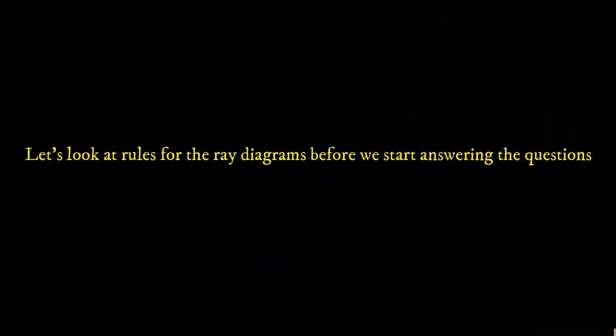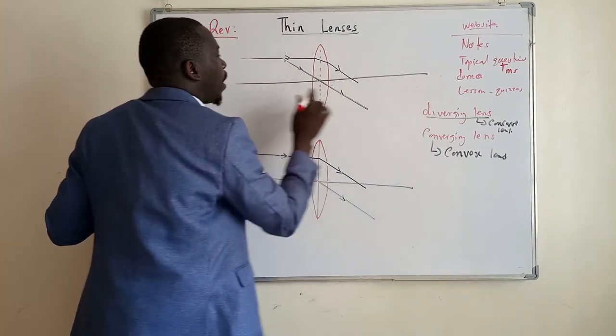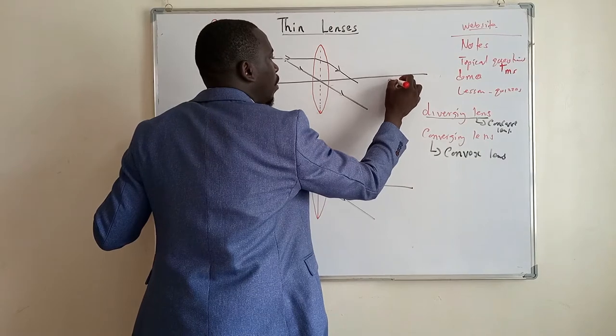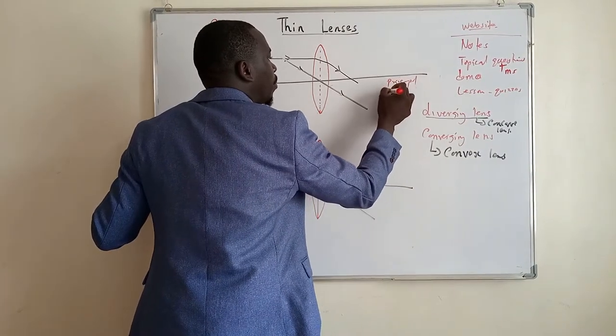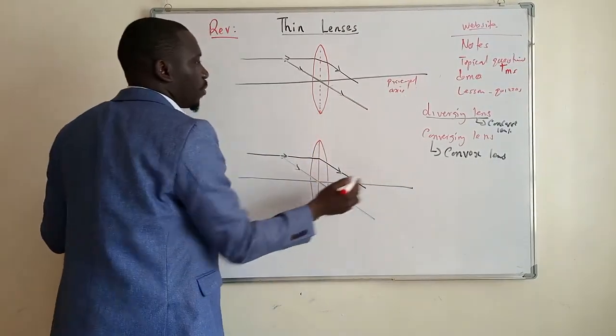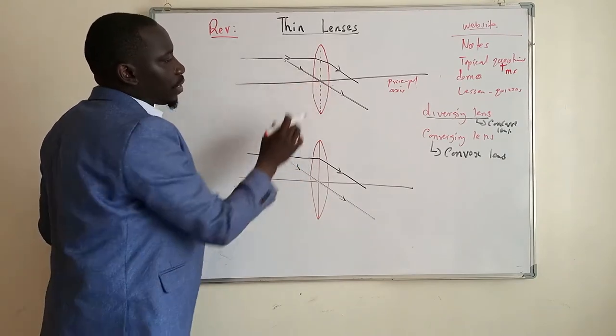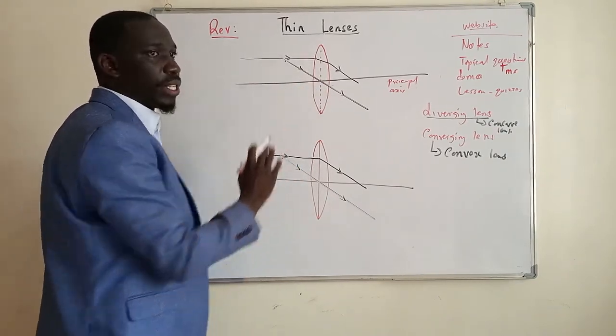Now I'm going to answer. This line here is called the principal axis, same as this one here. Now this is a convex lens, which is a converging lens.